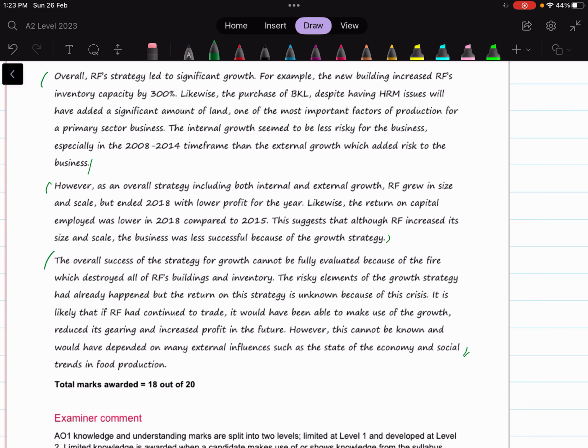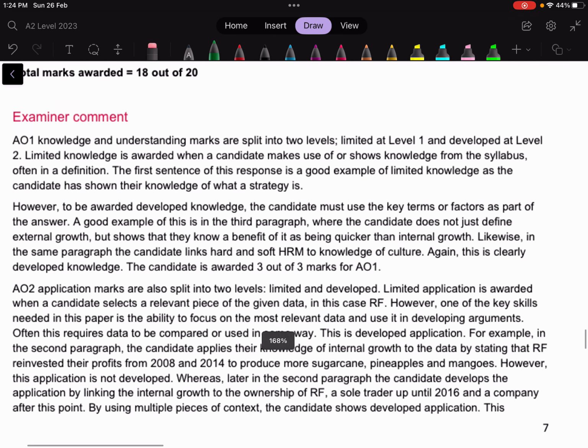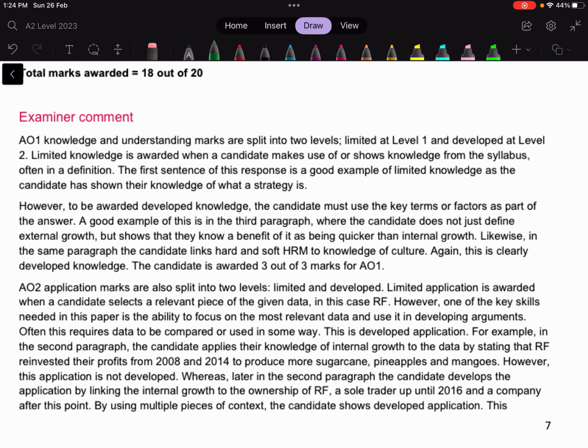In the last paragraph, the candidate does try to make a comment on the overall strategy, but it's not that successful, because even then, the alternate approaches that the business could use or the impact on key stakeholders seem to be missing from the case. These are the things that you need to talk about when you're analyzing a strategy on the whole.